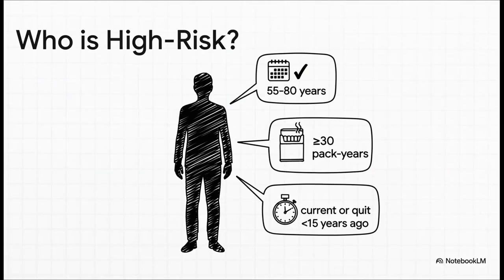So who exactly is in this high-risk group? Well, the criteria are super specific. You're looking at folks between 55 and 80 years old who have a smoking history of 30 pack years or more, and they're either still smoking or they quit sometime in the last 15 years.